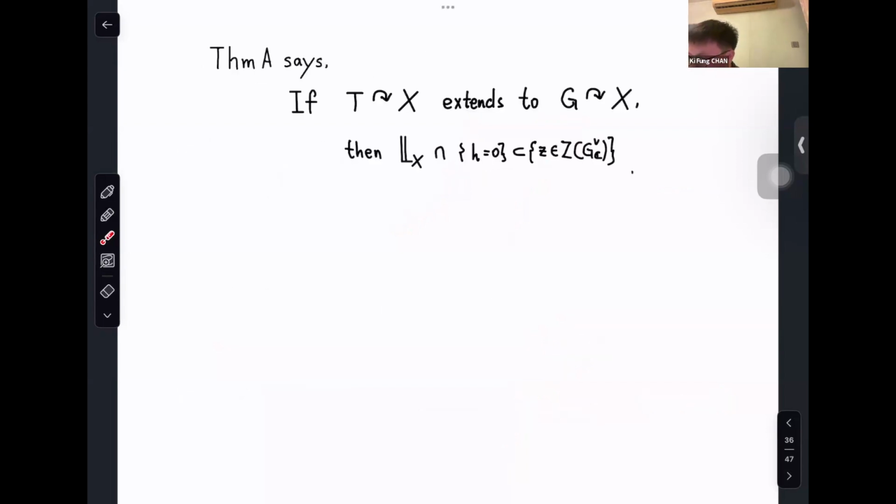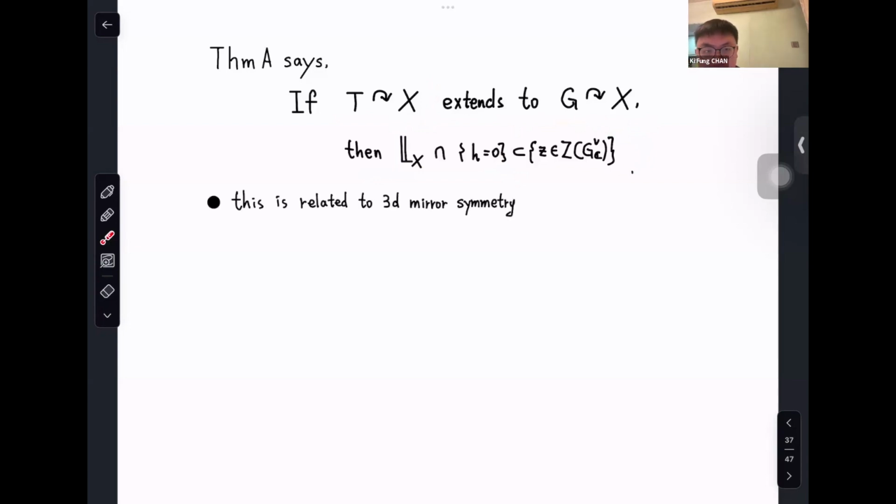So our theorem actually says that the T action on X will give you a Lagrangian in T star TC check. And if the action extends to a non-abelian G action, then the Lagrangian L_X has to satisfy the following property: the intersection with the zero section has to be contained in the center of the dual group.